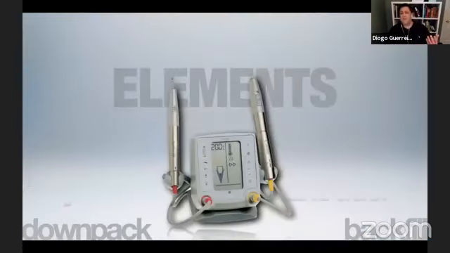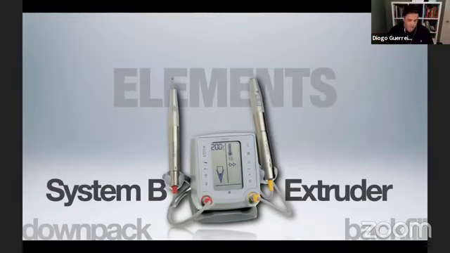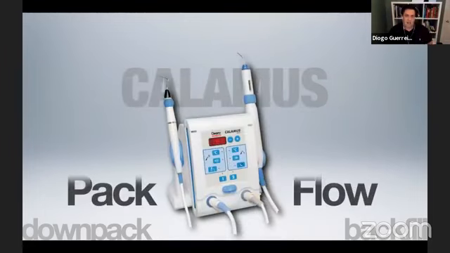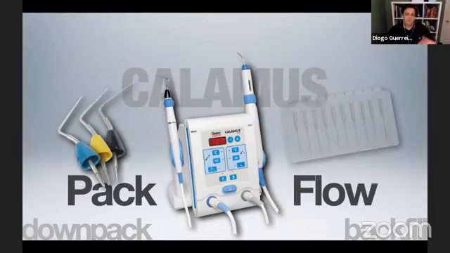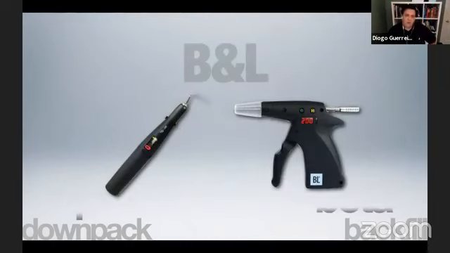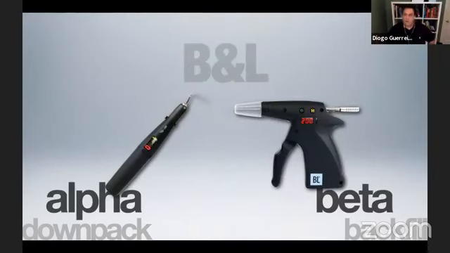So there are plenty of devices. I have no financial interest in any of them. Use whatever suits you best, whatever is available in your country. There are several systems that provide this down pack and this backfill. Elements is one of them. Calamus is another one. There's BL2 with the alpha and beta for down pack and backfill. Whatever, they all do the same. I mean, whatever you're more comfortable working with if you're using this technique, I think that's what's important here.